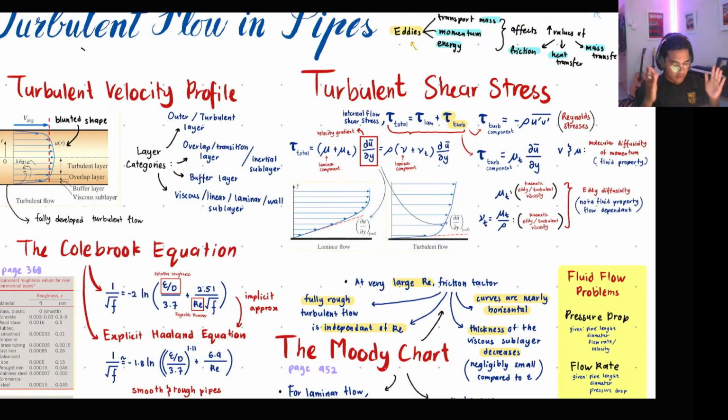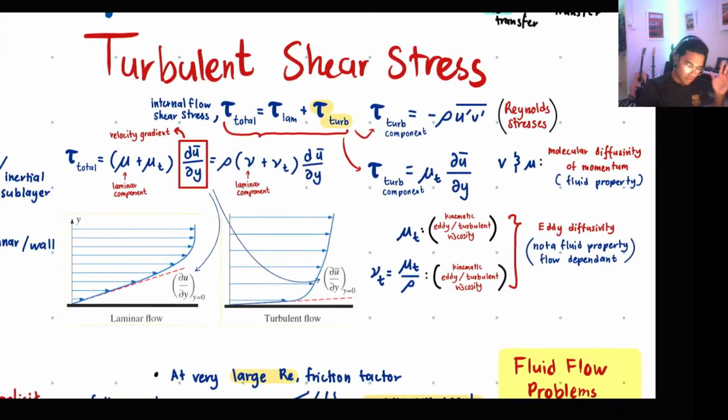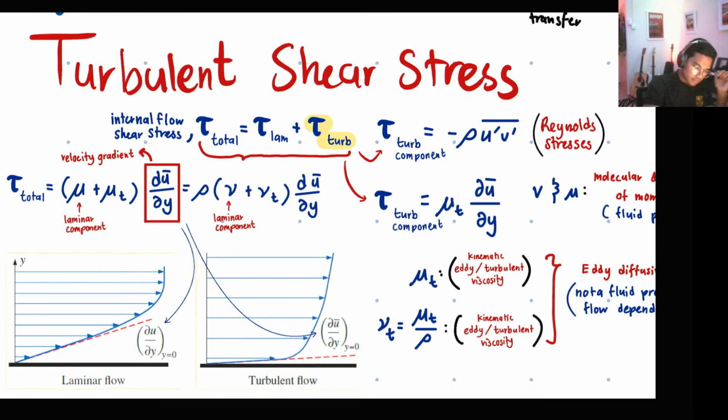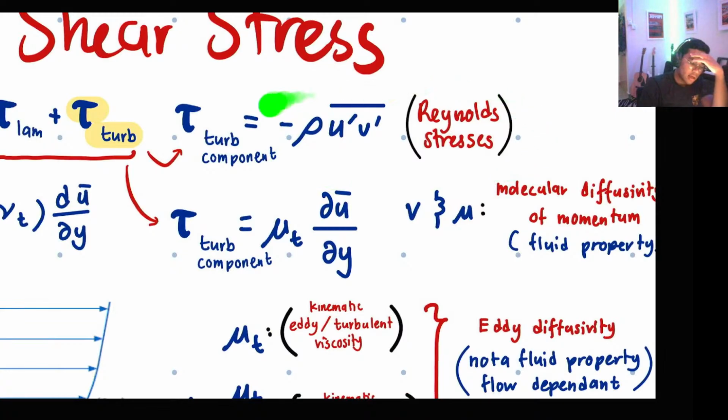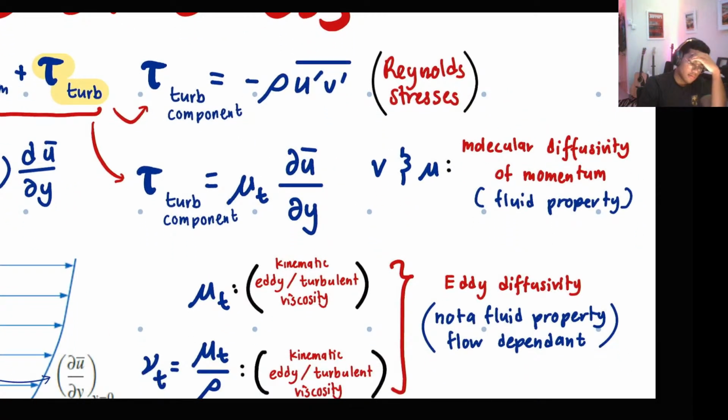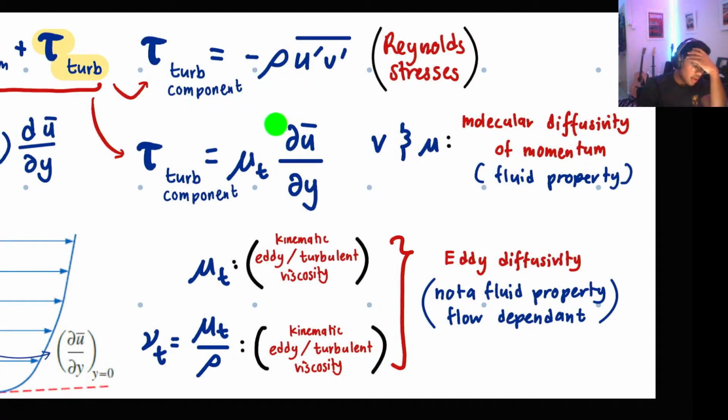Now we have turbulent shear stress. Internal flow shear stress: tau total equals tau laminar plus tau turbulent. This is the turbulent component, and this is the laminar component. We want to find the turbulent component, which is also equal to negative rho u prime v prime. This formula is also called the Reynolds stresses.